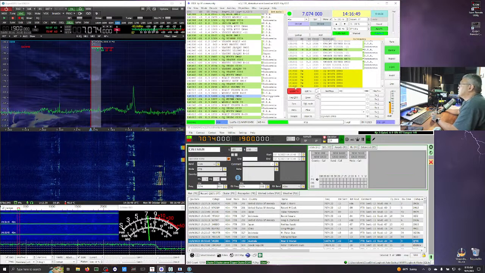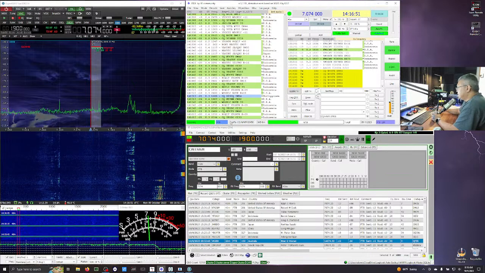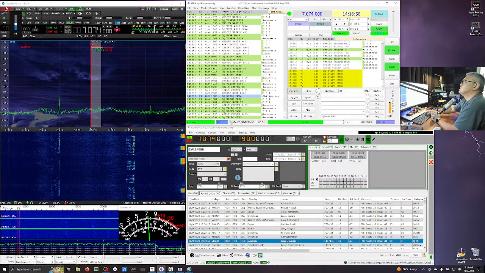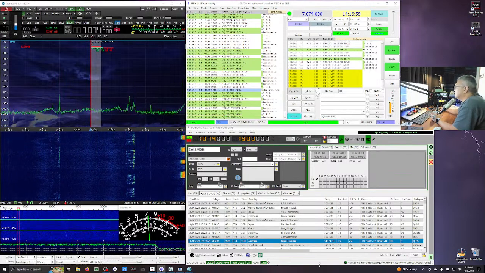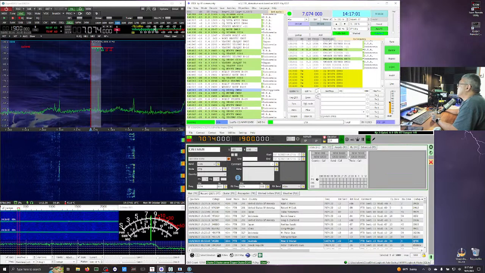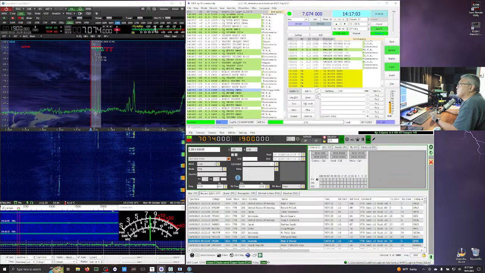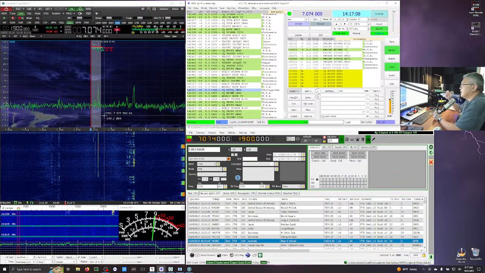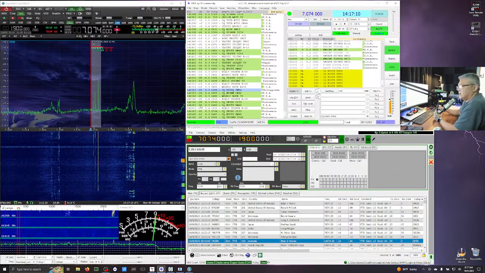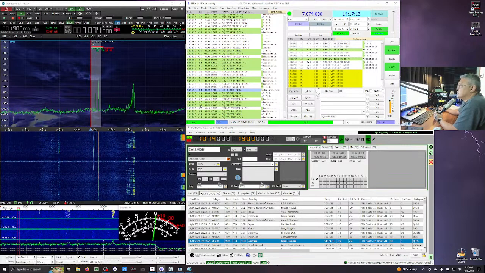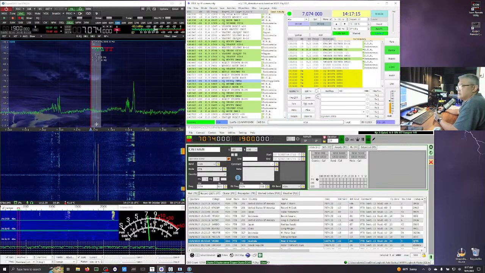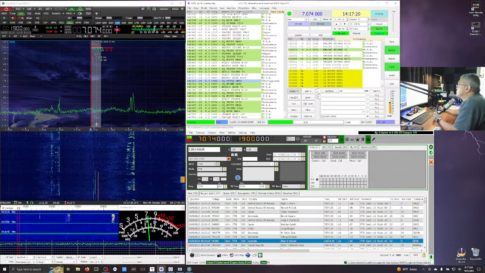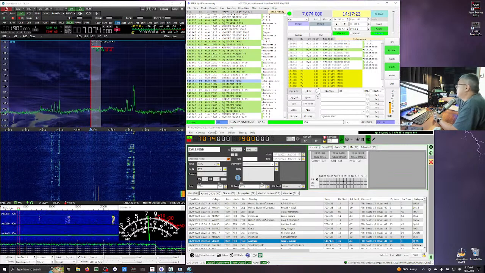Let me stop this, because all of a sudden I don't hear the audio. I lost audio. There it is. There are some stations here. Just like that, I was losing the propagation on 40. All right, let me turn off the amplifier.